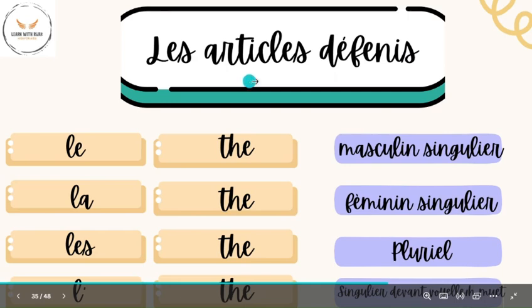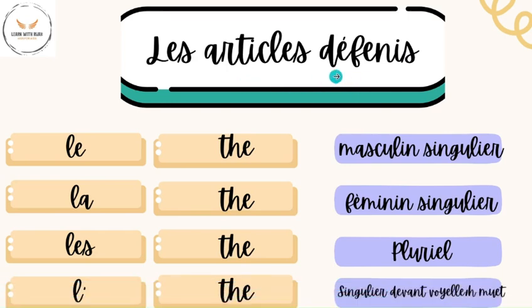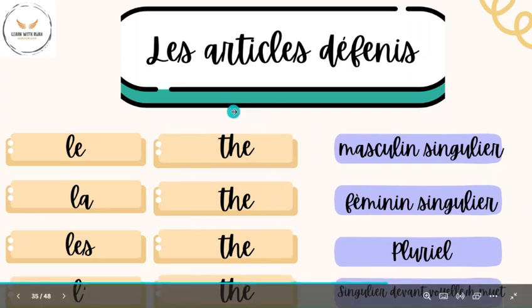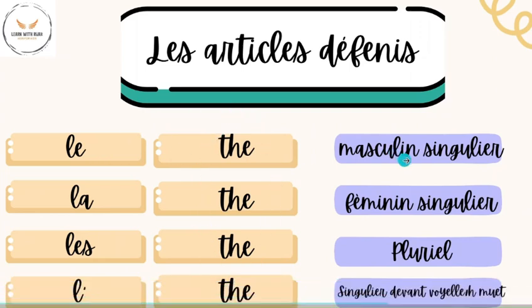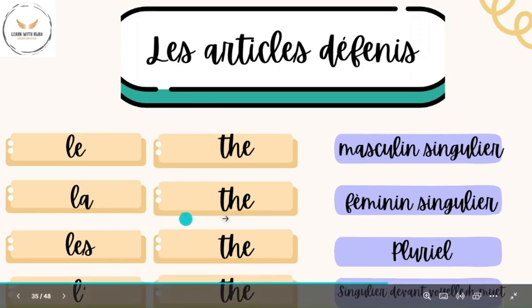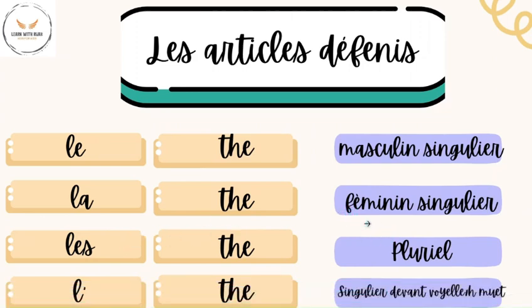Next is les articles définis, that is the definite articles. In French, the definite articles are used to denote objects that are known to the speakers. In English, it is equivalent to the. Le is used for masculine singular, la is used for feminine singular, les is used for plural, and l' apostrophe is used for singular before vowel or muted H.